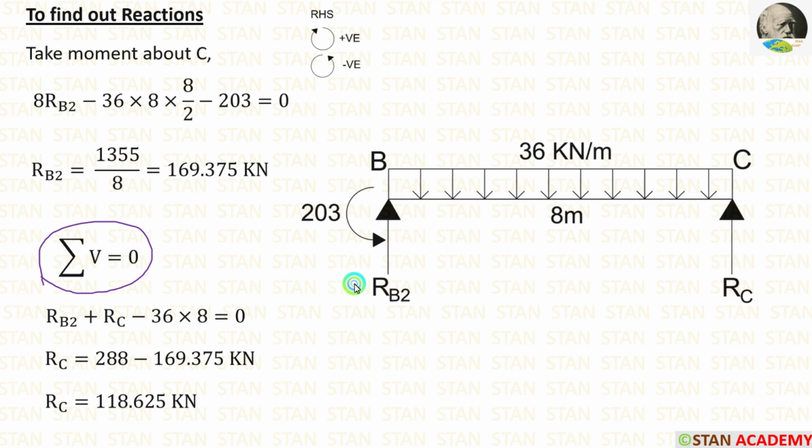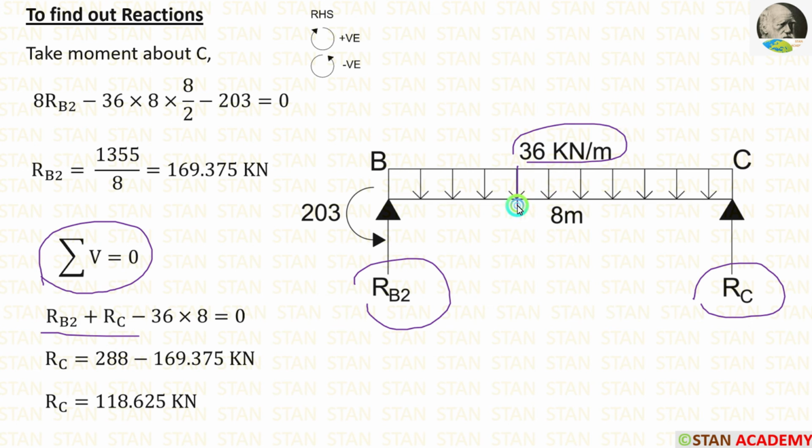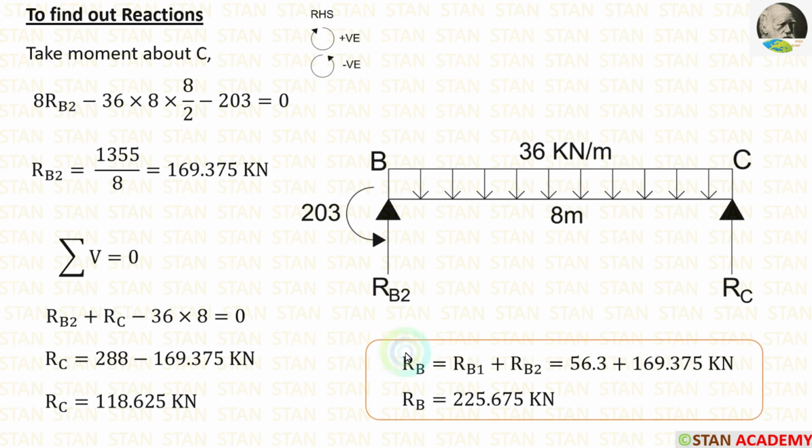Now let us apply the rule summation of vertical forces is equal to 0. Here we are having three vertical forces, RB2 and RC are acting upwards, so they will be positive. The UDL is acting downwards, so it will be negative. When the UDL comes, we have to multiply with the distance to get the total load. Finally, we are getting RC. We have calculated the reaction in the point B 2 times, so let us add them. Finally, we are getting RB.